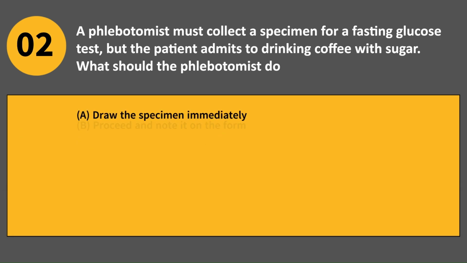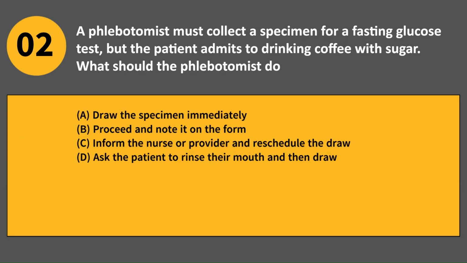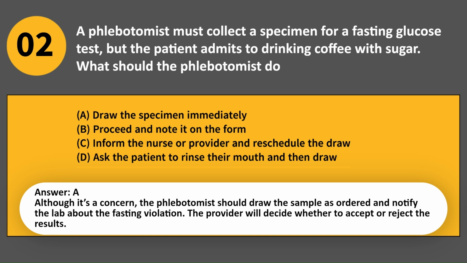A phlebotomist must collect a specimen for a fasting glucose test, but the patient admits to drinking coffee with sugar. What should the phlebotomist do? A. Draw the specimen immediately. B. Proceed and note it on the form. C. Inform the nurse or provider and reschedule the draw. D. Ask the patient to rinse their mouth and then draw. Answer: A. Although it's a concern, the phlebotomist should draw the sample as ordered and notify the lab about the fasting violation. The provider will decide whether to accept or reject the results.